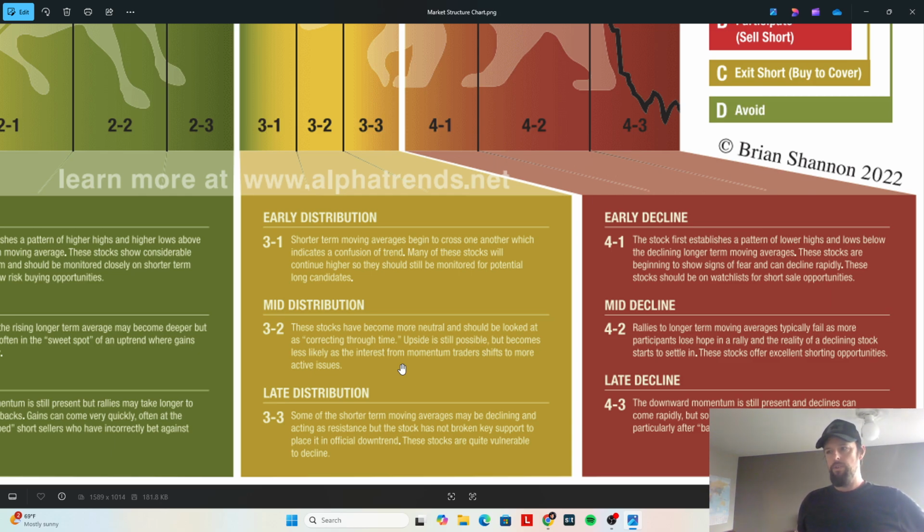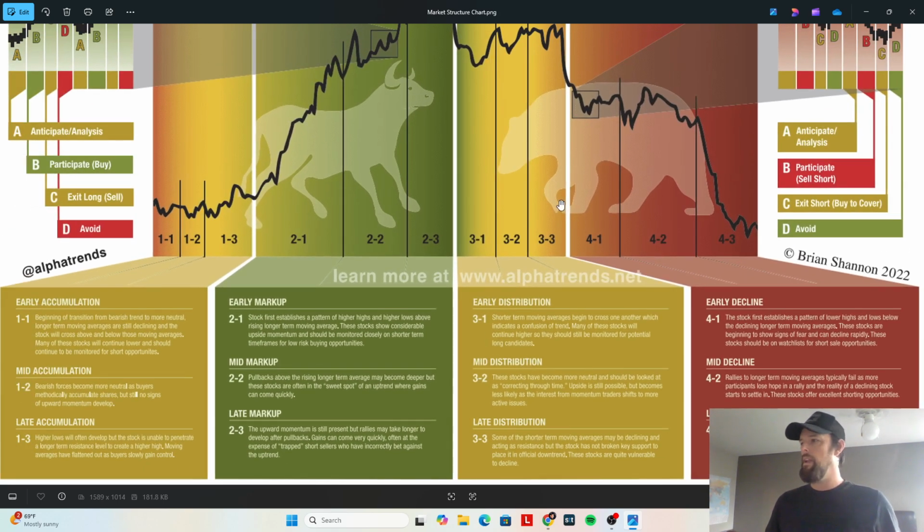So yeah, some people can still, on some smaller time frames, get some long trades, make some profits. But if you're looking at it from a higher time frame, it's overbought. You want to just hang out and wait and see what the big banks do. Where do they push the price? And then late distribution. Some of the shorter term moving averages may be declining and acting as resistance, but the stock has not yet broken key support to place an official downtrend. These stocks are quite vulnerable to decline.